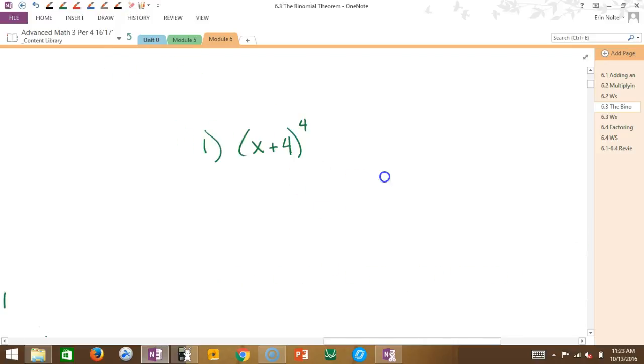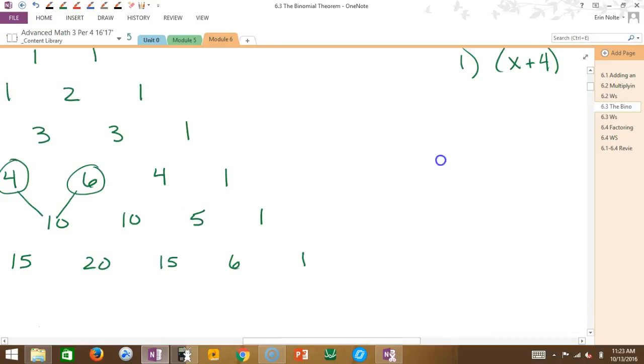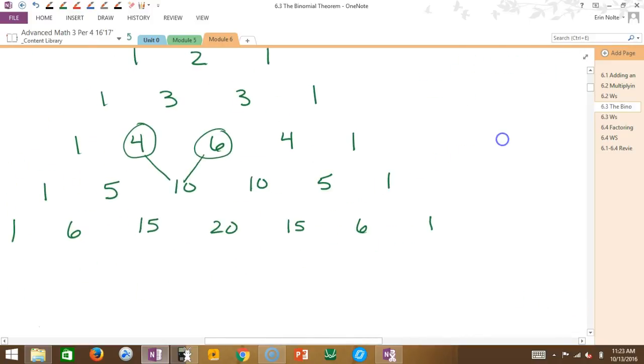Okay. So everybody take a look at my exponent. What's my exponent? 4. Okay, so I'm going to take a look at the exponent, and then I'm going to go look at Pascal's triangle, and I'm going to use the row that has a 4 in it. Do you see the row that has a 4 in it? This one right here, the second number is a 4. So you see 1, 4, 6, 4, 1.